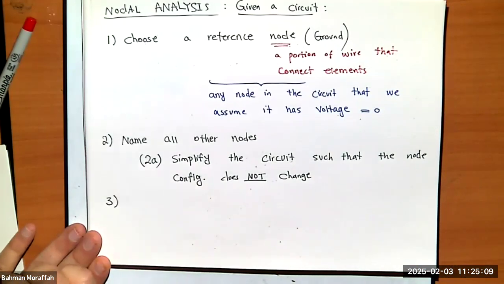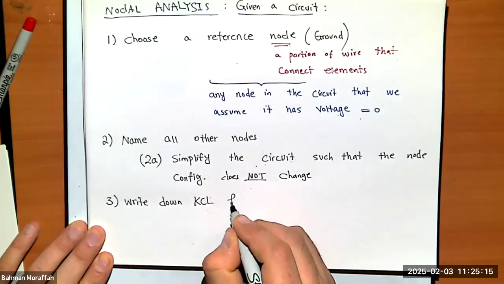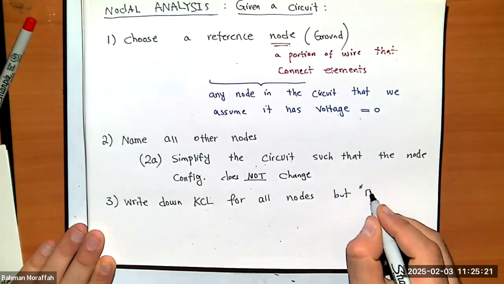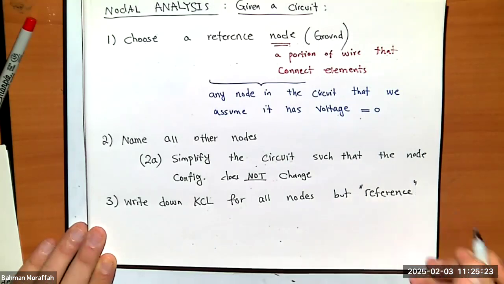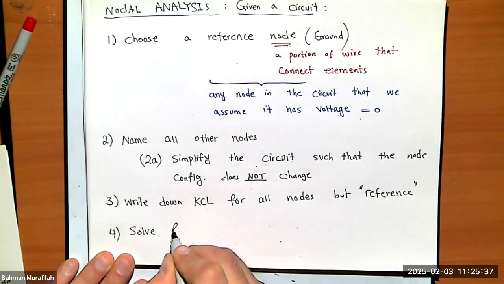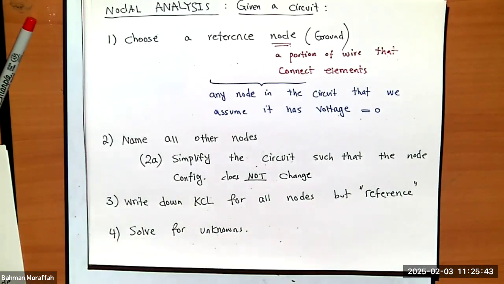Third step, write down KCL for all nodes but the reference, because we already know the voltage at the reference is 0. So we don't really have to do anything about it. Last step, solve for unknowns. Basically what it means is I'll put them into a matrix and try to solve it.